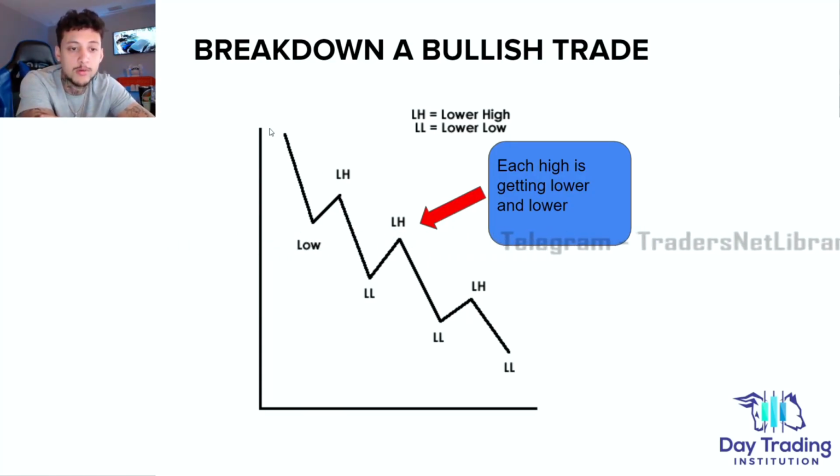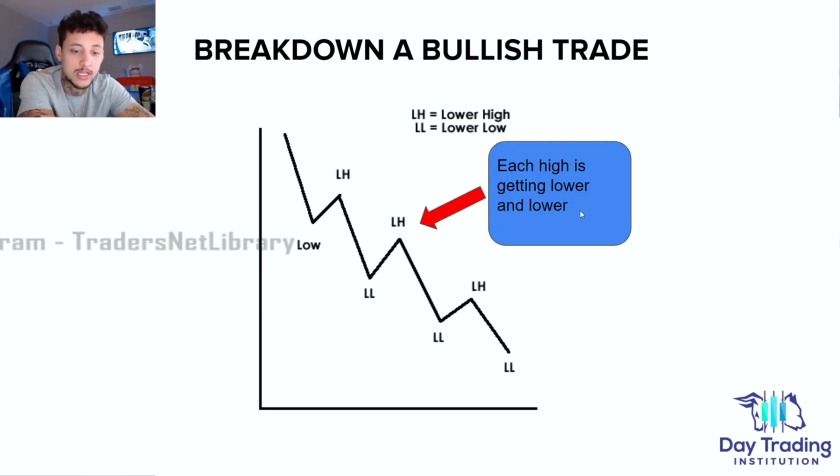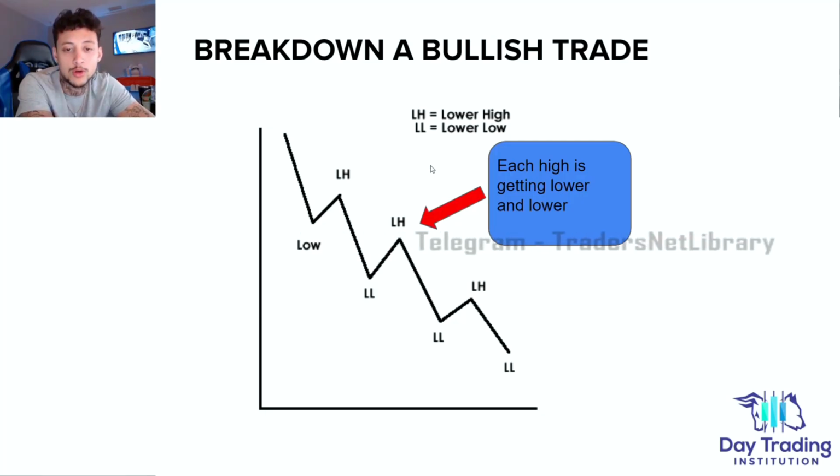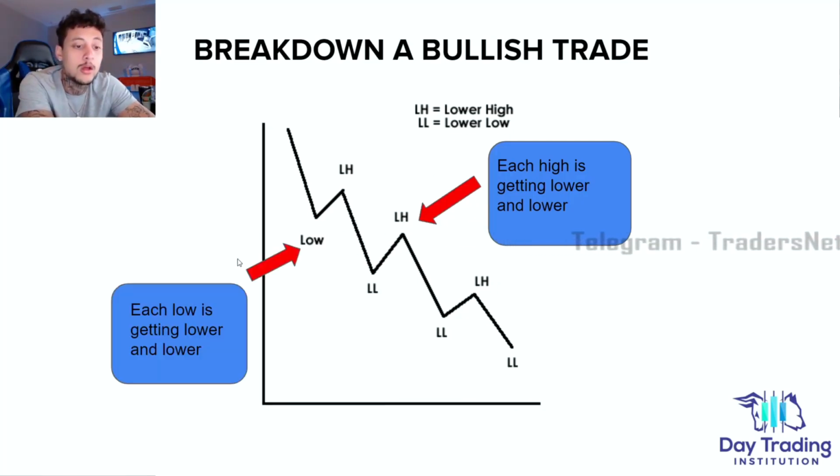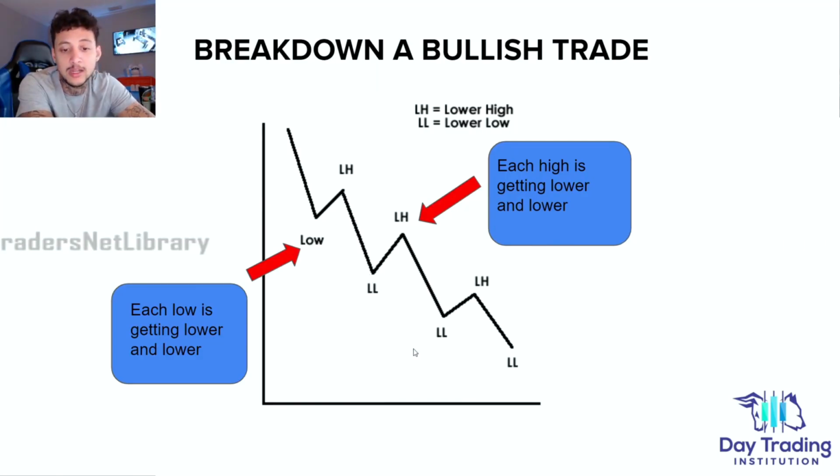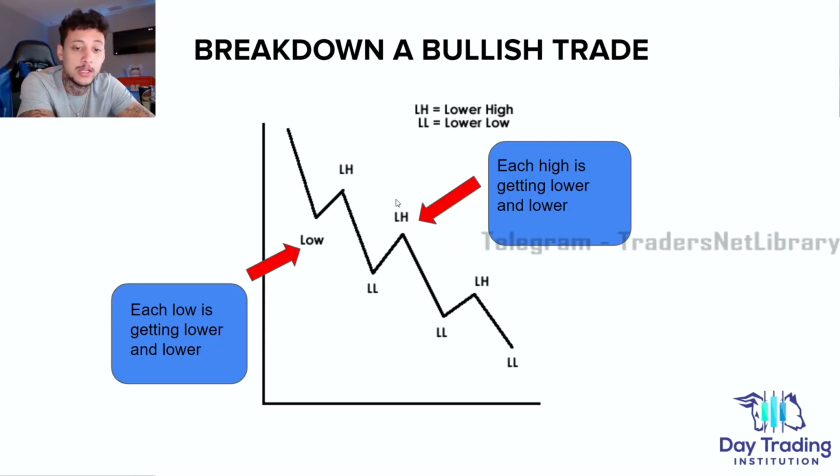Notice how price is moving from the top left to the bottom right. And notice how each high is getting lower and each low is getting lower. It's as simple as that. LH stands for lower high and LL equals lower low. Now, notice how each low is significantly getting lower and lower. Remember, look at each LL getting lower and lower, and look at each LH getting lower and lower, right? LH stands for lower high and LL stands for lower low.